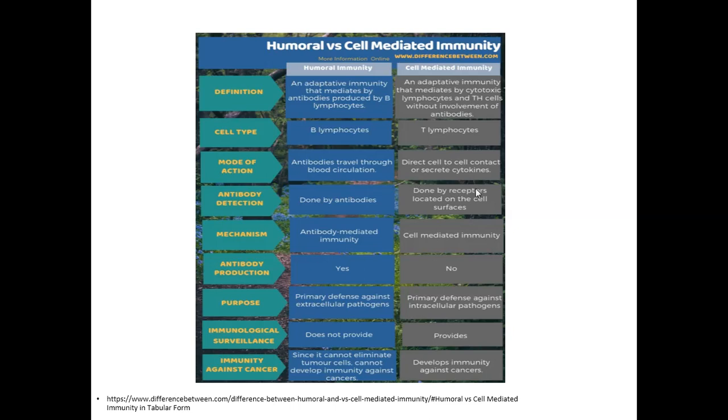What's the mechanism? Antibody-mediated versus cell-mediated. Does it produce antibodies? Yes or no? What's its purpose: extracellular versus intracellular pathogens. Immunologic surveillance: no, in the strictest terms, because remember, not until the B cell is introduced to the antigen will it be looking to do anything, right? So it's not like T cell immunity. It comes in first contact and does what? It can produce cytotoxic T cells that will kill immediately, right? This has to do some other process.